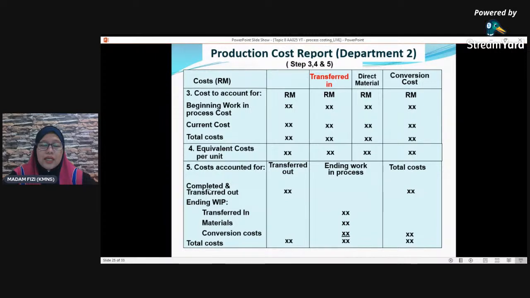Here we look at the completed and transferred out cost, the ending WIP, transferred in, material and conversion cost. Now there are 3 layers, before there were only 2, because now we have transferred in, and then the total cost. And as usual, like department 1, total cost for step 3 must be equal with total cost for step 5.